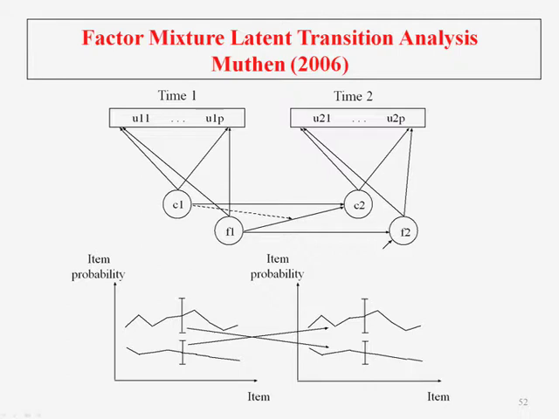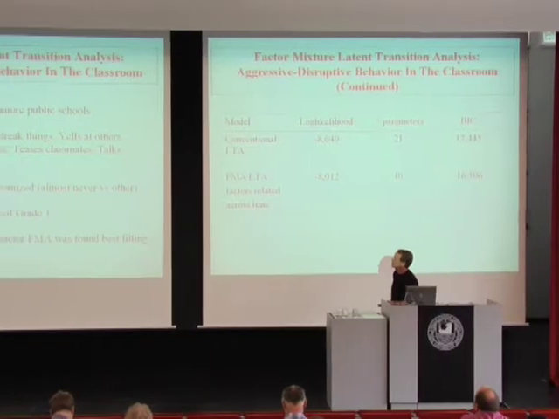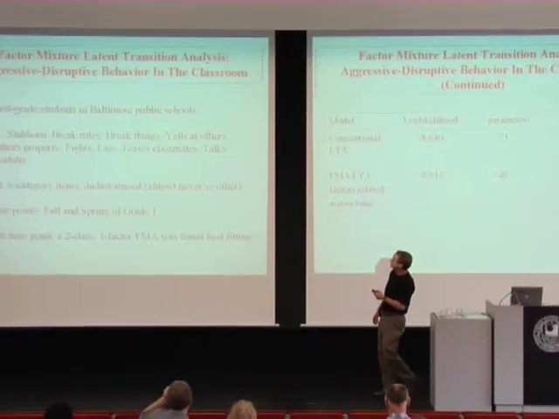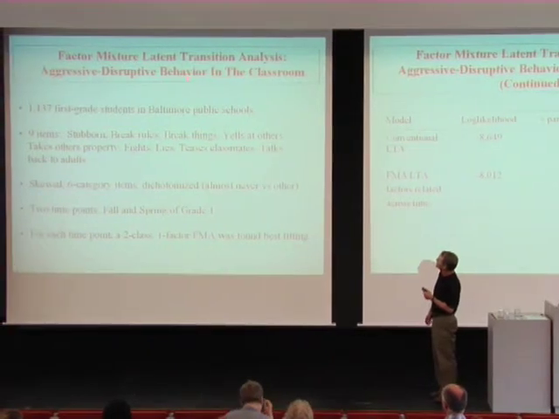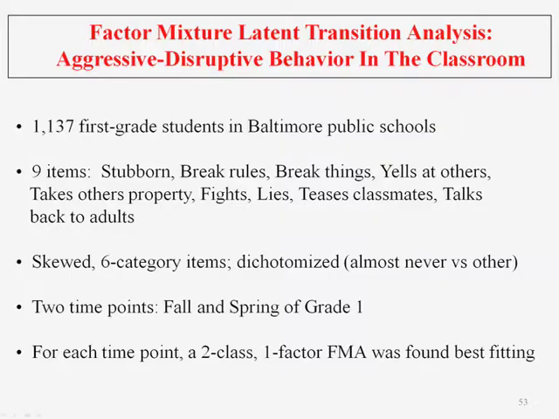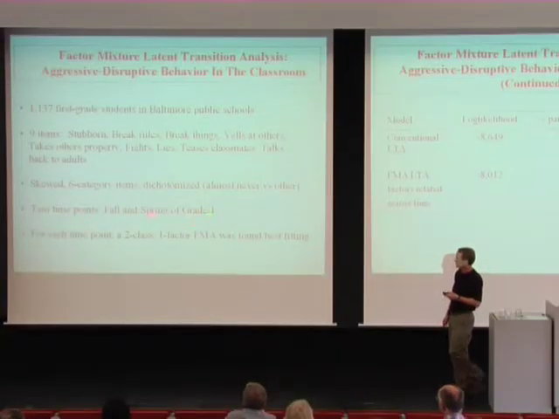And here's how it applies to Baltimore public school data on aggressive disruptive behavior in the classroom. There are 9 items having to do with how the children in early grades misbehave. And we are dichotomizing these items for simplicity in this case; you don't have to do that. And the 2 time points are fall and spring of grade 1.